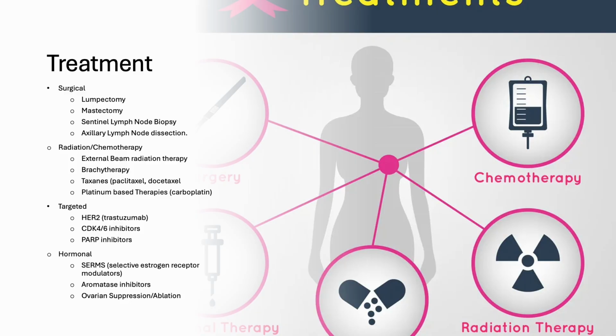Now, chemotherapy is different as this can be given intravenously and is given to patients who are at a high risk, early stage, or patients who need to shrink tumors before removal. Targeted treatments can include HER2, PARP inhibitors, CDK4/6 inhibitors, and hormonal treatments can include SERMs, which is selective estrogen receptor modulators, aromatase inhibitors, and ovarian suppression ablation.